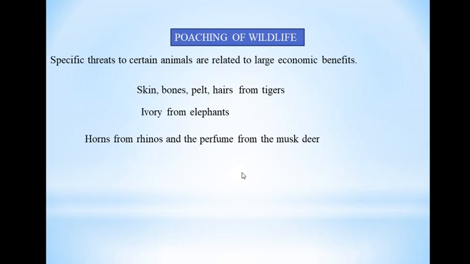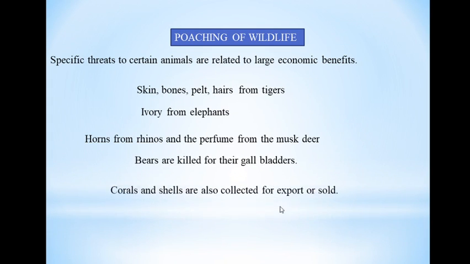Rhinos, we see in Kaziranga, the national park where we see the rhinos, and these rhinos are killed for that horn, and that horn is sold for thousands of dollars. The musk deer is killed for the sake of making perfume, and bears are killed for their gall bladders. Corals, and we see the selling of corals and shells on beaches.